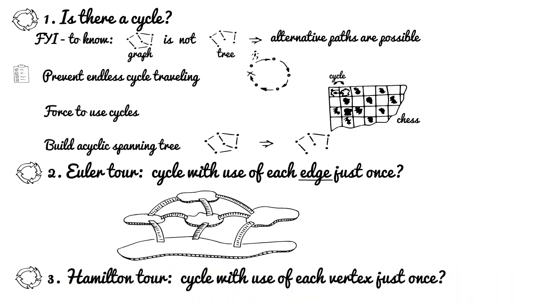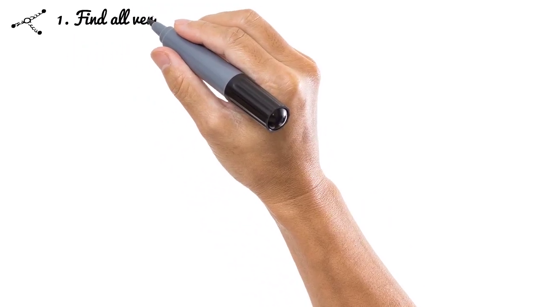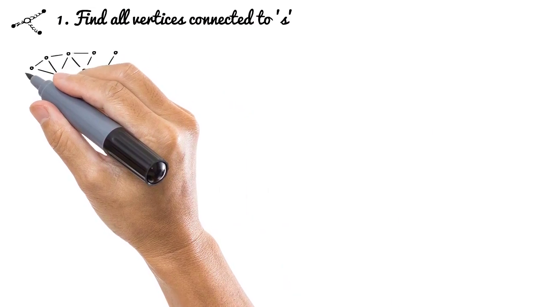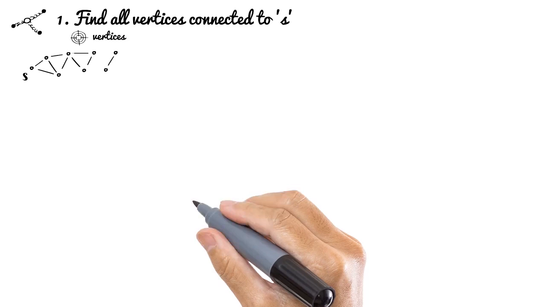Is there a cycle that uses each vertex exactly once? This is also can be a practical task for a tourist, but to visit certain places just once, regardless of roads in between. Moving to the next group, connectivity group. First use case, find all vertices connected to a given source vertex S. Vertices to be found are in the main focus of this use case.